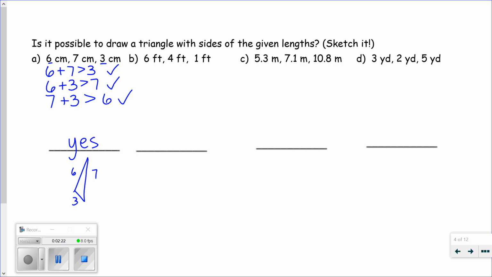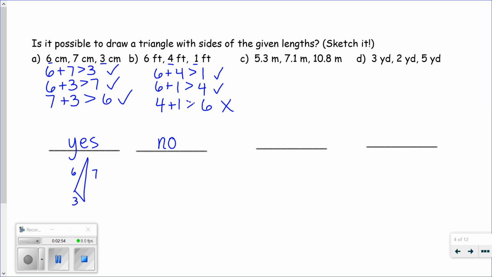So again, all three combinations, 6 plus 4, must be greater than that third side of 1. True. All right, what about 6 plus 1 greater than the third side of 4? Also true. But now I have 4 plus 1, and I'm using these two. Those two sides have to be greater than the third side of 6. Now, is that one true? Well, 5 is not greater than 6, so that does not work. I cannot make a triangle out of those three side lengths.